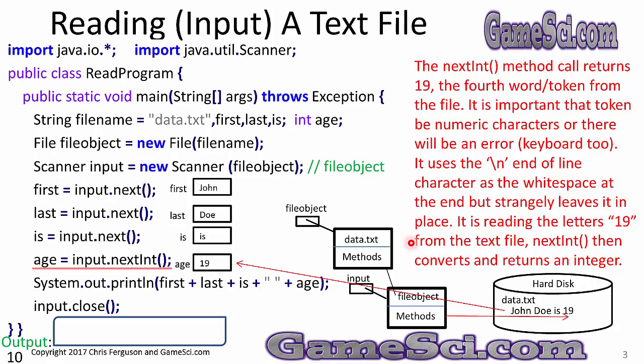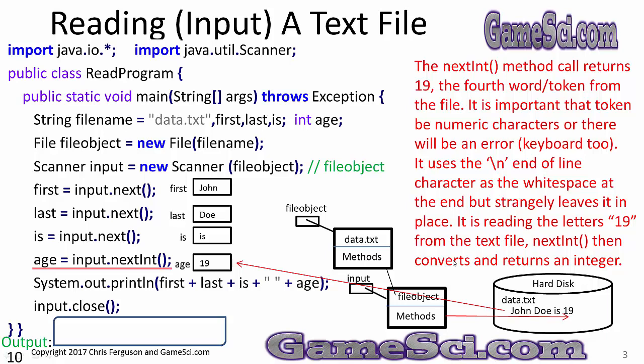Then nextInt converts and returns an integer. So nextInt is called, and it grabs the 19. Now, this is a text file. This is the letters 19. So nextInt reads the letters 19, converts it to the number 19, and sends it back to the user, and it's stored in the age variable. This is an example of reading the file word by word or token by token.